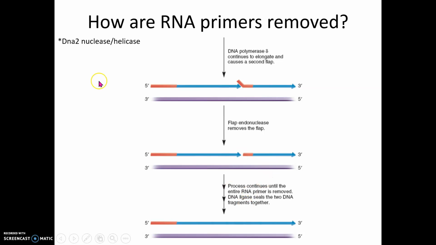ligase does its job. It's also important to note here that if a flap is too long, so let's say this Okazaki fragment continued and this flap grew out to be too long, flap endonuclease can't remove the flap. Now we're going to rely on DNA2 nuclease/helicase to cut that flap so that it is a size that flap endonuclease can come in. So if a flap is too long, DNA2 nuclease/helicase will minimize the length of the flap so that flap endonuclease can remove the flap. But ultimately, flap endonuclease is chopping away at that primer flap by flap.